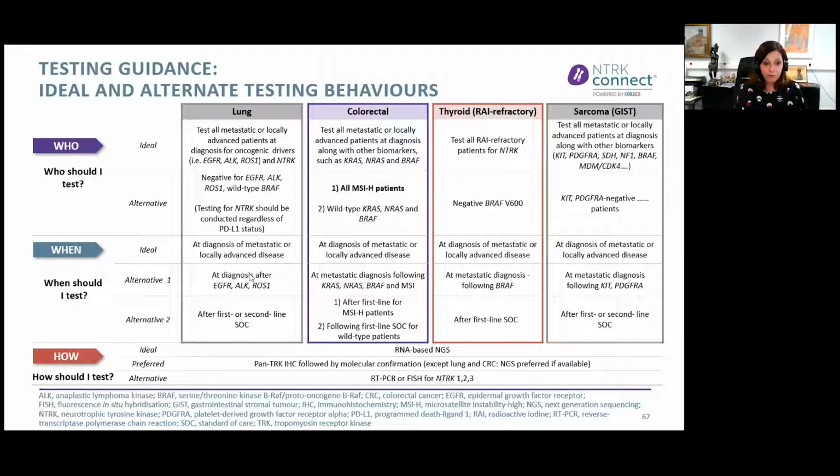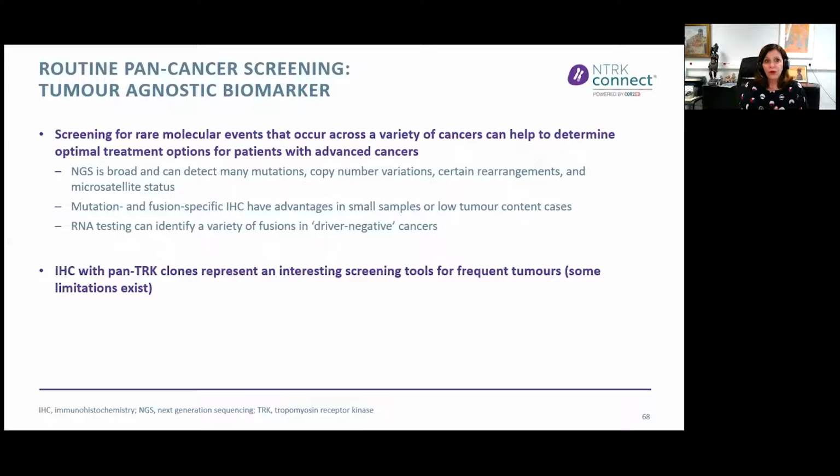And the ideal will be the RNA-based NGS, but then we will be able to go to immunohistochemistry to screen for many of the patients if we don't have first access to NGS or to fusion NGS. So with that, I think that this is my conclusion slide.